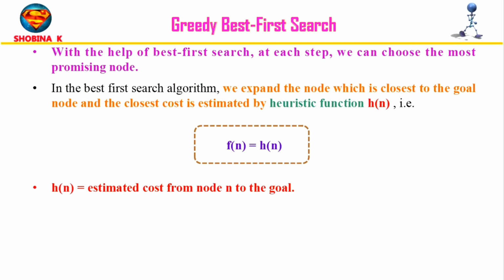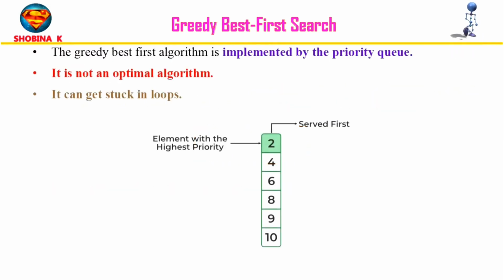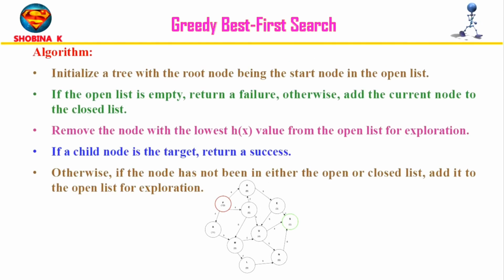The greedy best first search algorithm is implemented by the priority queue. This algorithm is more efficient than BFS and DFS algorithm, but it can behave as an unguided depth first search in the worst case scenario. Also, it can get stuck in a loop as DFS. So this algorithm is not optimal. Let's see an example for greedy best first search algorithm.